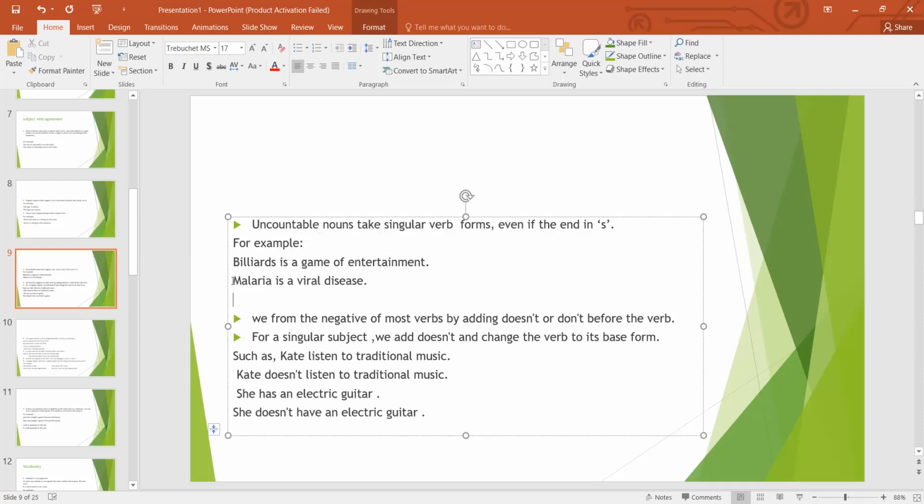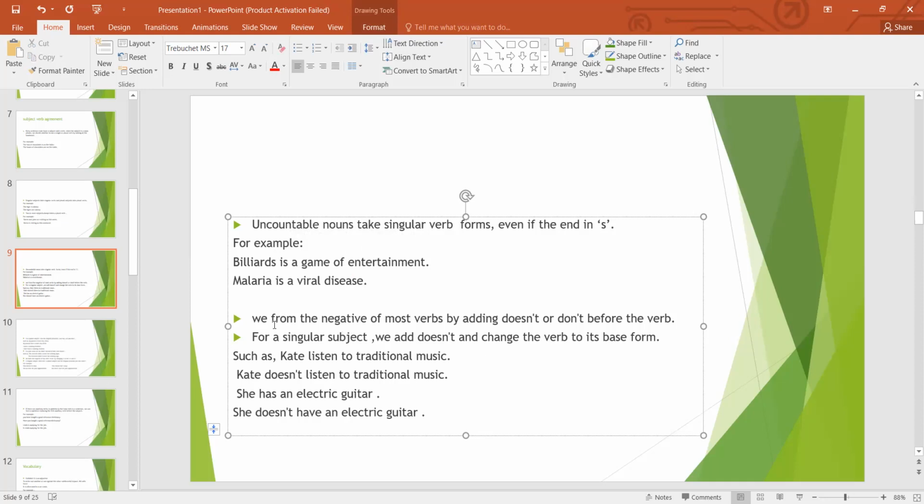And here is another example. Malaria, which is also an uncountable noun because you cannot count the disease like this. So malaria is a viral disease. Malaria is an uncountable noun and it takes a singular verb because you cannot count the disease.